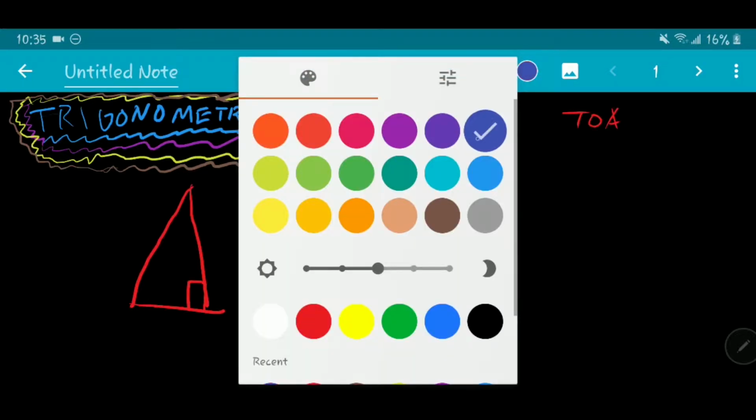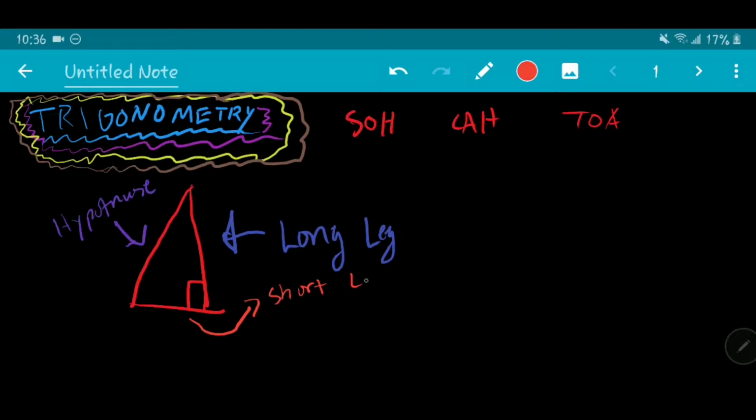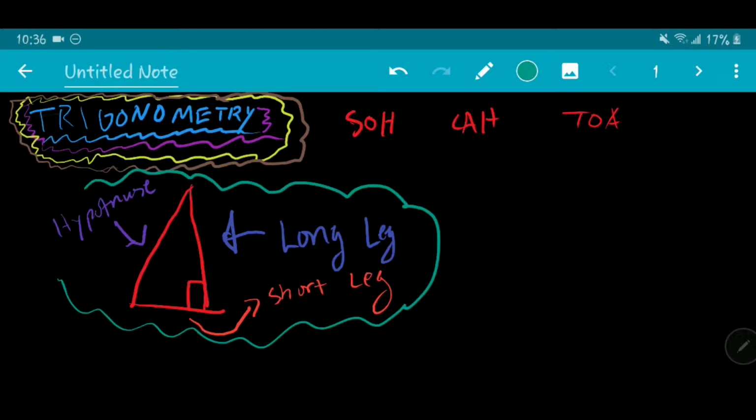Right, so basically this side will be called the long leg. This side is the hypotenuse. The diagonal is always going to be the hypotenuse, and then we'll call this the short side, the short leg. So this is one very key thing in Trig: hypotenuse, short leg, and long leg. So let's get into this SOHCAHTOA.